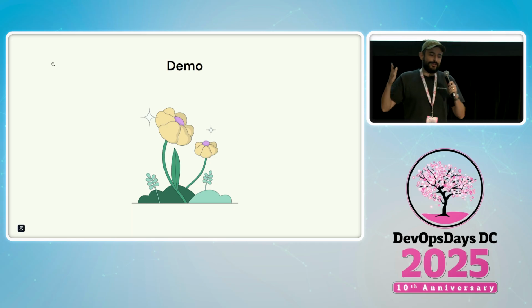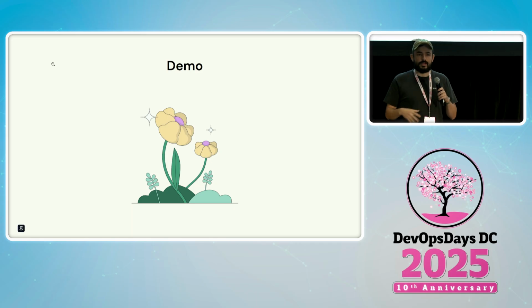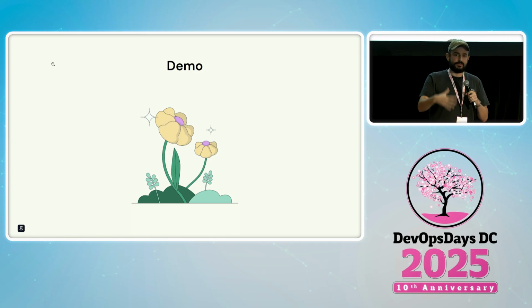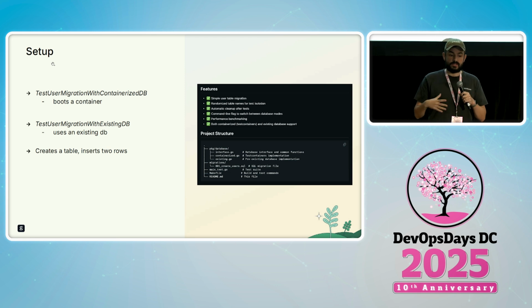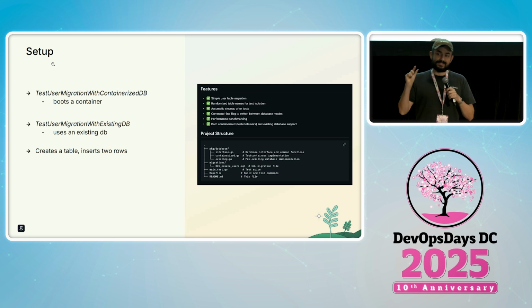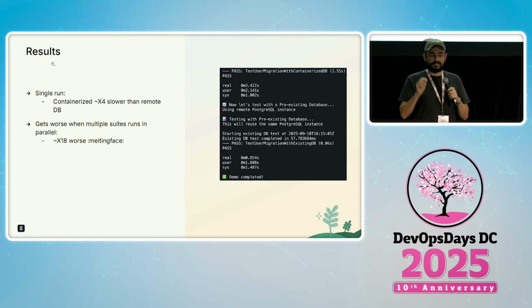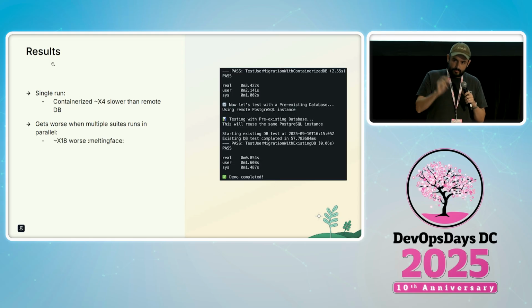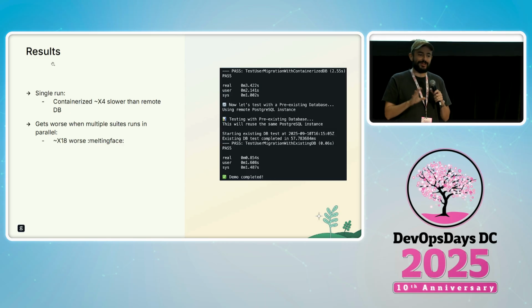This is a lot of big words and promises, and I wanted to make sure that I give you something that you can experiment with yourself and provide some data points here. So I created a lab with a snippet from how our test suite looks and how it looked before. Two tests, one that uses a containerized DB and one that uses an existing DB. Create a table, insert two rows. It is simple on purpose, just to show you how slow container initialization is when it comes to tests.